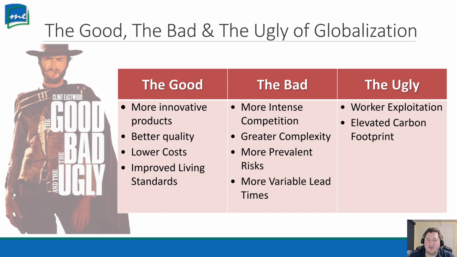Then we have the ugly side of it, worker exploitation. Of course, companies want to cut corners where they can. That might mean they work their employees longer for a lower wage. And then we have our elevated carbon footprint. With our carbon footprint, some countries don't have the environmental standards that are ideal in the world, and because of that, they take advantage of it. It's unfortunate, but it happens. They're trying to cut costs. They don't want to spend the money for the equipment to make them less damaging to the environment.